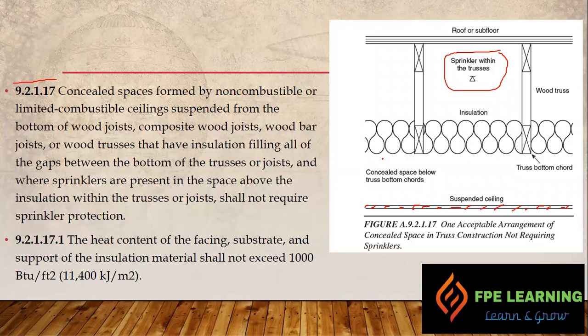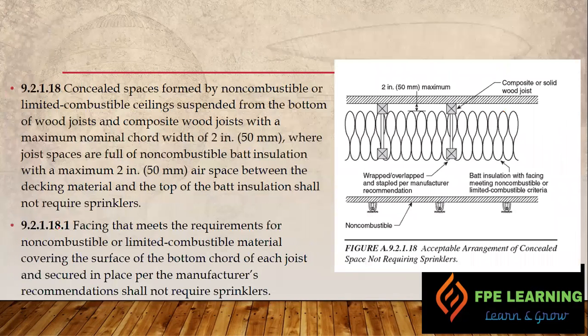And the next point of this one, the heat content of the facing, substrate and support of the insulated material shall not exceed 1000 British thermal units per square foot. The last one, 9.2.1.8, right?